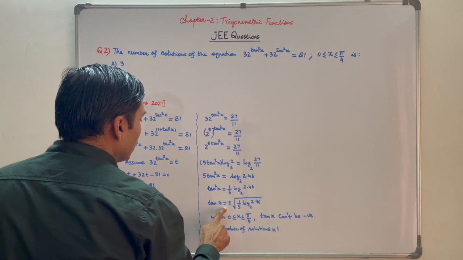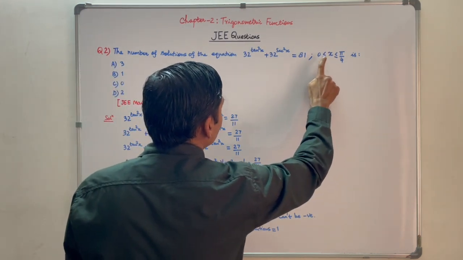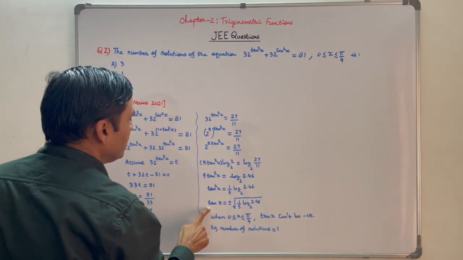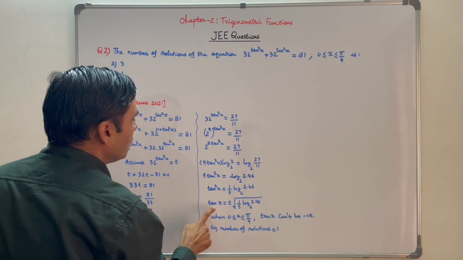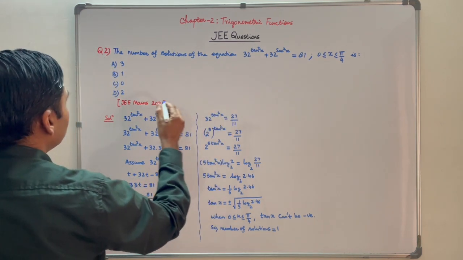Now, tan x cannot be negative in the given interval when x lies between 0 to π/4, that is in first quadrant. So, tan x will be positive. So, there is only one solution in this case. So, number of solutions of the given equation will be 1.